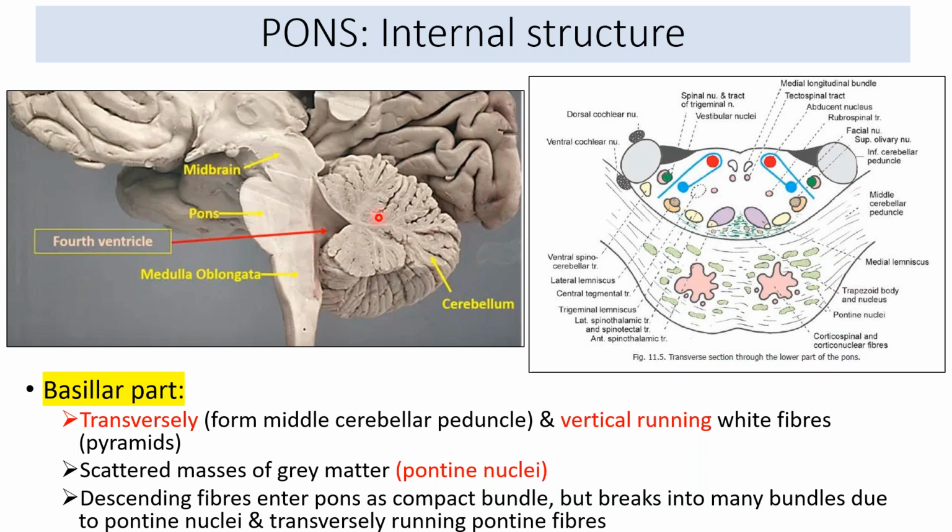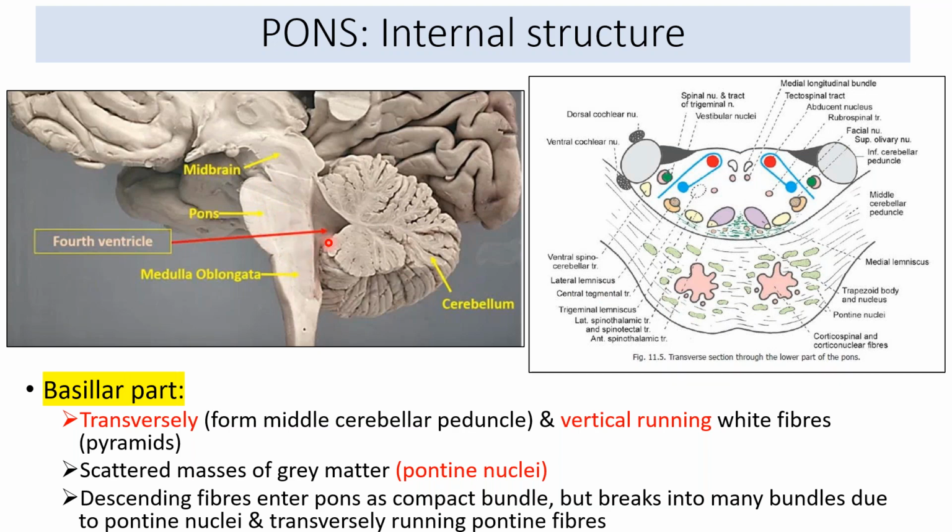When you cut it, it will appear in cut section like this. And the transversely running fibers, in a transverse section, will have a linear orientation. So these linearly oriented transversely running fibers are the transverse fibers which form the middle cerebellar peduncle, and these cut sections are the cut sections of the longitudinally, vertically running fibers, the pyramidal fibers, corticonuclear and corticospinal fibers.